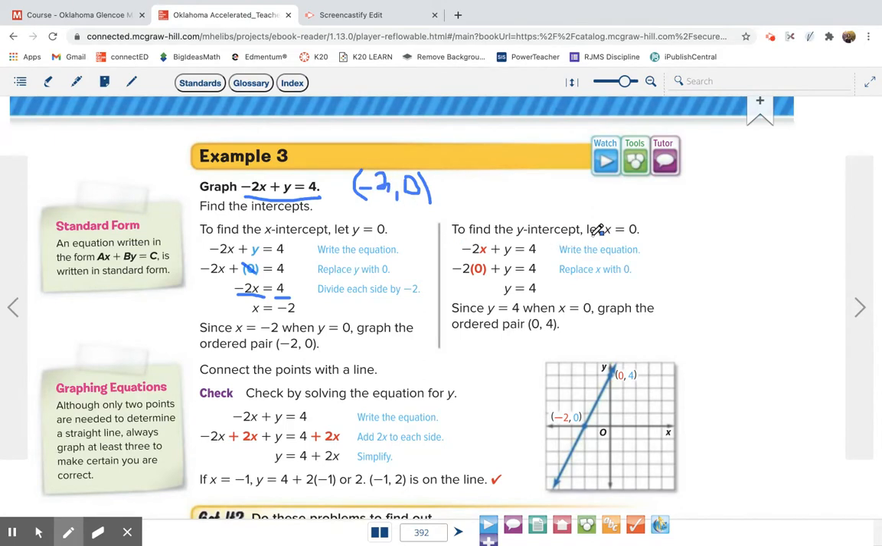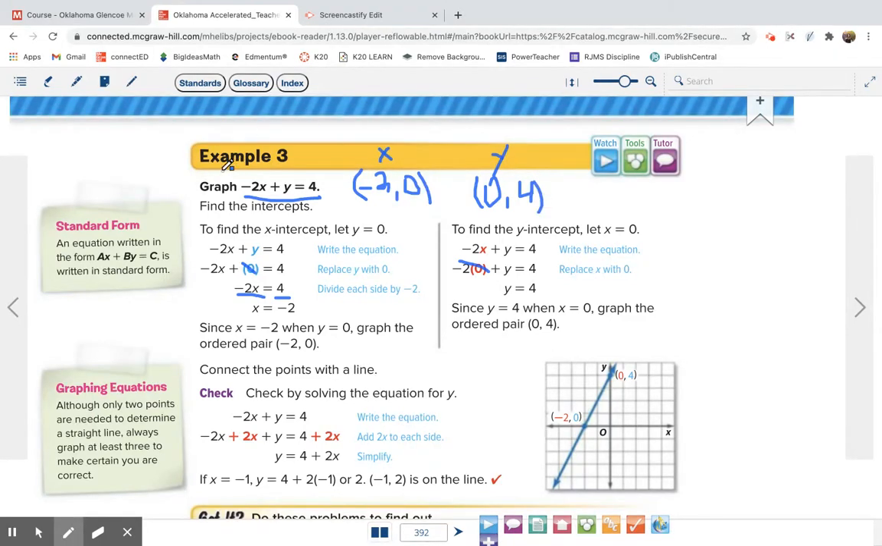Then we go back and find the y-intercept. To do that, we go back to that original equation, negative 2x plus y equals 4. But now we're going to plug in 0 for x to find our y-intercept. Okay, so I plug 0 in for x, and negative 2 times 0 is just 0, and then we're done. It's y equals 4. So that is the point 0, 4.